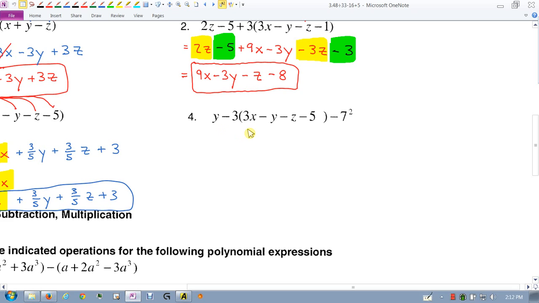I'm going to start with parentheses. So anything in here, can I combine any of these together? 3x minus y minus z minus 5. Nope, no like terms. Okay, next thing I do is look at exponents. Do I have any exponents? Yes, 7 squared. I can figure out what that is. That's 49. So I'm going to go ahead and put an equal sign. y minus 3 times (3x minus y minus z minus 5). And then after everything, minus 49.